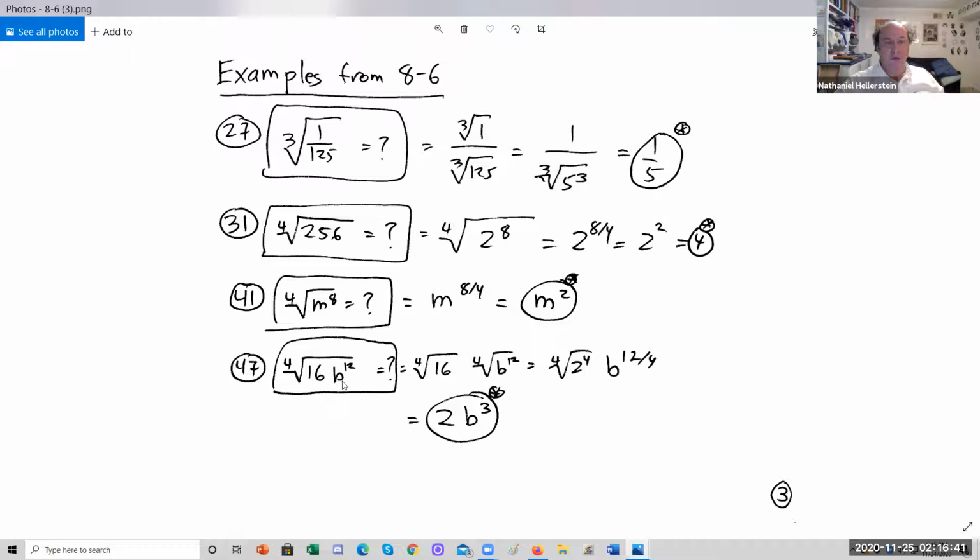You have a 4th root of 16b to the 12th. Okay, we break this into a product of 4th roots: 4th root of 16 times 4th root of b to the 12th. Now, 16 is 2 to the 4th, so its 4th root is 2. The 4th root of b to the 12 is b to the 12/4. That's a 3, and so you get 2b to the 3rd power.